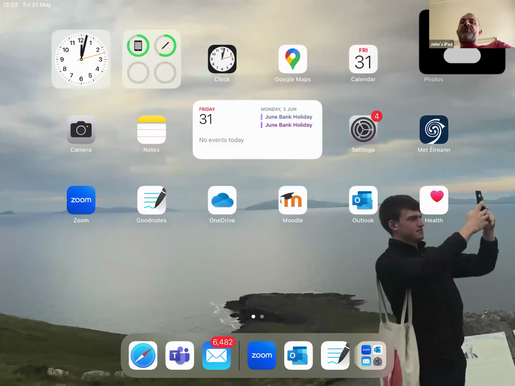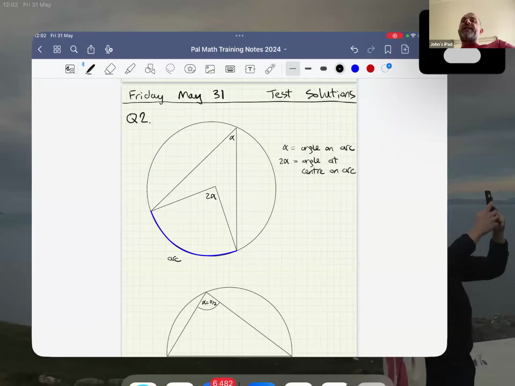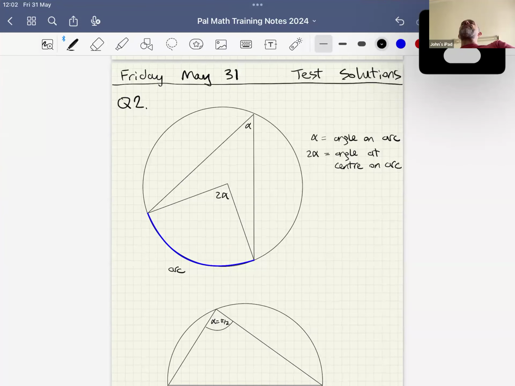Okay, so good afternoon, all of you. So today I'm going to have a look at some of the test solutions. And these solutions are not due to me. Samid gave me most of the solutions, but I did go into a bit more detail with question 2, which was the geometry question.